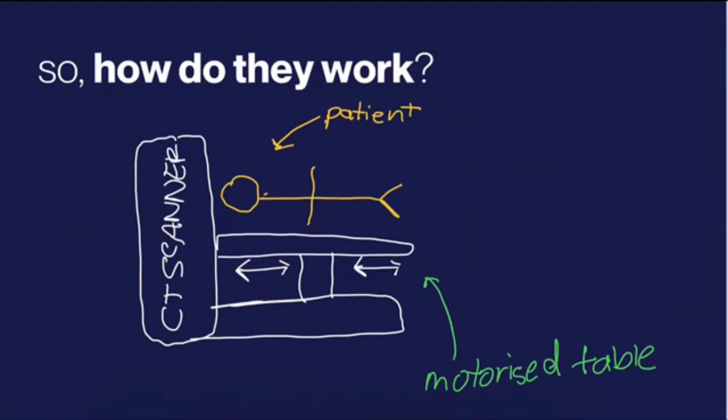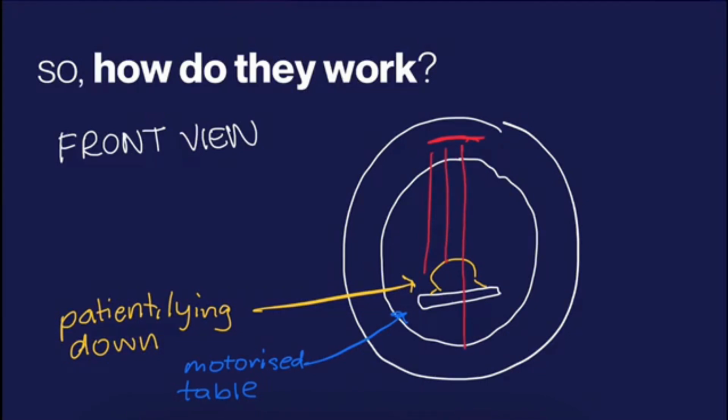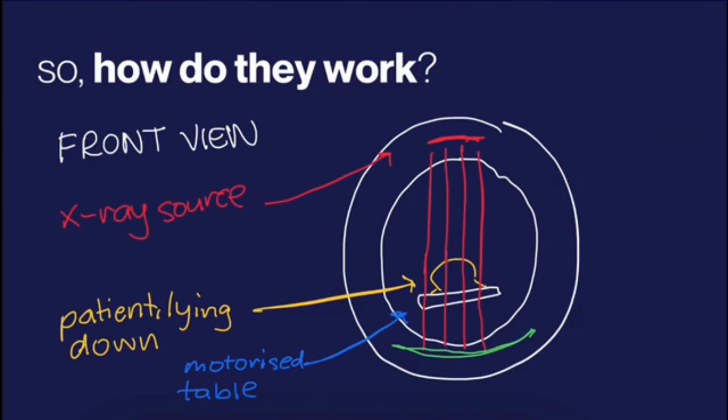When performing a CT scan, the patient lies on a motorized table attached to the scanner. The table then moves slowly into the scanner, which typically looks like a tube or a donut. Inside this donut, there are two components, an X-ray source and an X-ray detector. To scan the patient, the X-ray source and detector move in tandem around them.